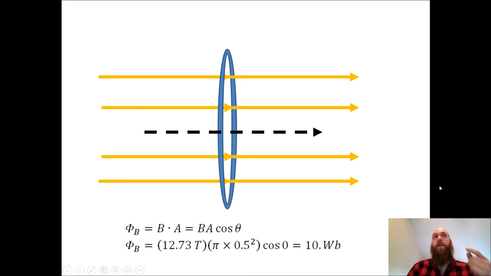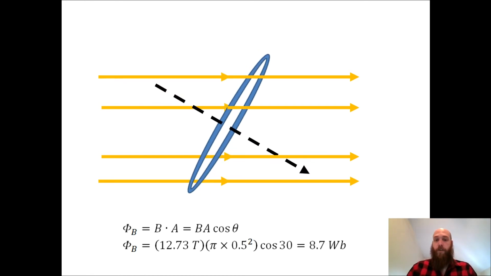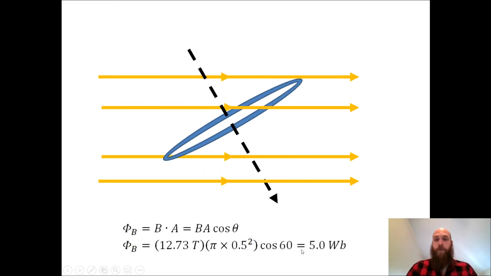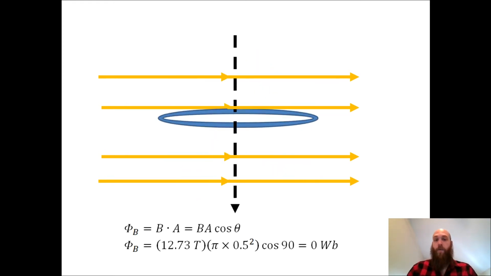If we rotate it by 30 degrees, though, now the only thing that's going to change is that we have to use the cosine of 30 right in there. And so once this rotates a little bit, we can see that the magnetic flux goes down. And we rotate it further, and the flux goes down more, until we get to 90 degrees when we have no flux at all because none of the field lines are going to pass through that hoop.